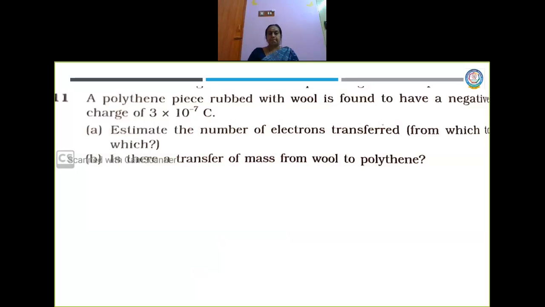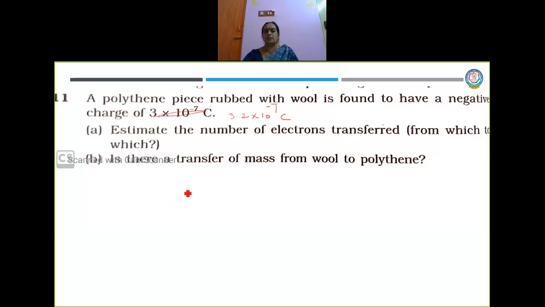Then the next question is, is there a transfer of mass from wool to polythene? So whether there is any mass that has been transferred. If so, what is that? So first let me change the value here. I'll strike this and write the value as 3.2 into 10 power minus 7 coulomb. Okay, now what is the formula you go for here?